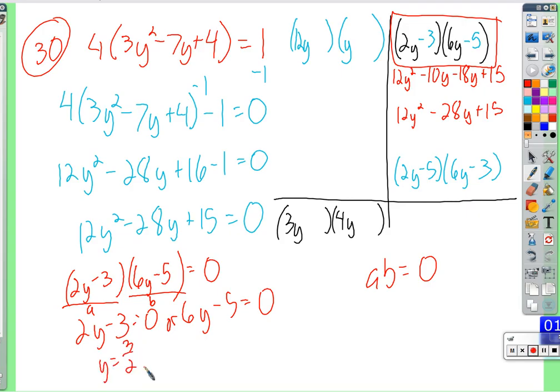We get 3 halves. We get 5 sixths. Okay. And as Connor said, if we plug either one of these into the y's of the original equation, it'll be true. So we plug in that 5 sixths in there, and there. Do all the arithmetic there, and it'll be true. Left side will be 1, the right side will be 1.